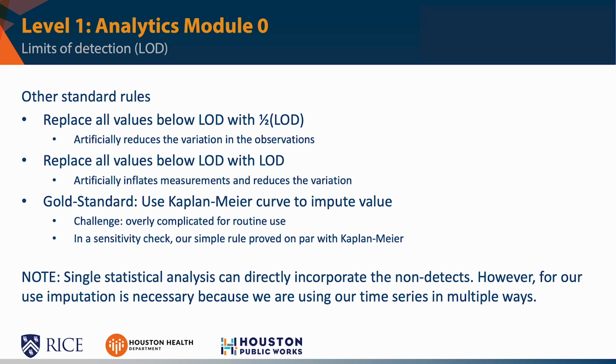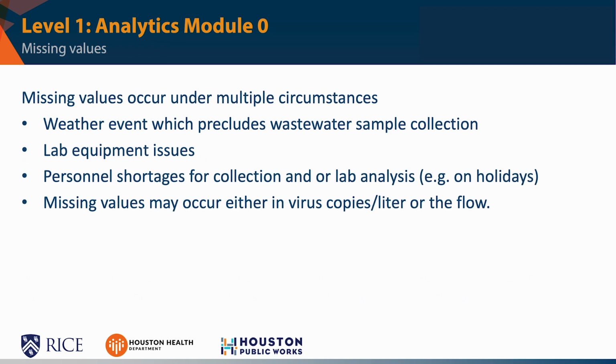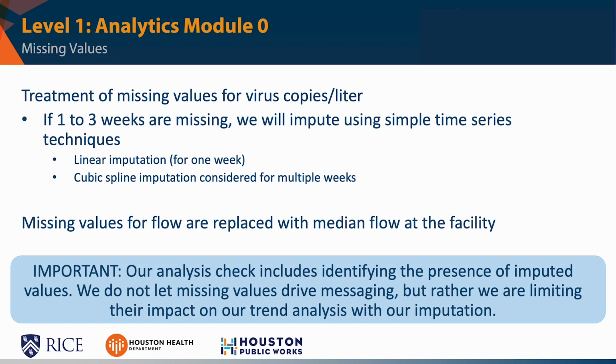Next, on missing values, there are many reasons a missing value can occur. It can be missing copies per liter wastewater measurements due to weather. As we had the freeze in Houston in February 2021, no sampling happened that week, so our analysis had no copies per liter for that week. Or it could be a missing flow value. For copies per liter, missing values for 1 to 3 weeks can be imputed with linear imputation or cubic imputations. And missing flow values are replaced with the median flow for that facility.